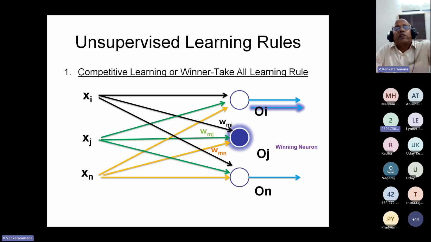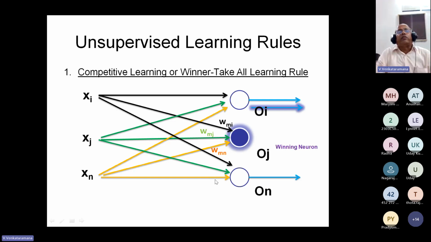Now, next we have unsupervised learning. In unsupervised learning, we have seen two types. One is Hebbian learning, another one is competitive learning. Competitive learning is also known as winner-take-all learning.